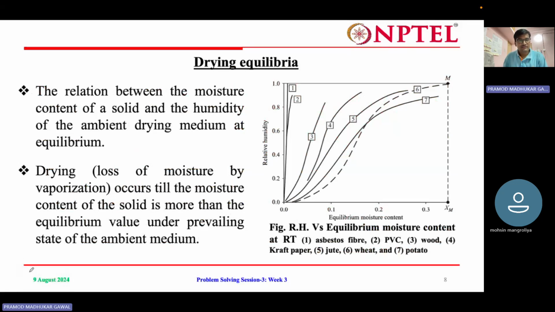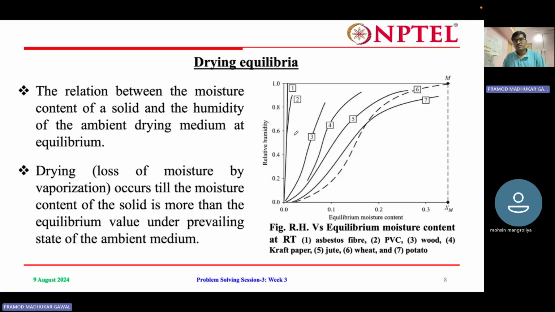Next is drying equilibria. Drying equilibrium is the relation between the moisture content of the solid and the humidity of the ambient drying medium at equilibrium. Drying, the loss of moisture by vaporization, occurs as long as the moisture content of the solid is more than the equilibrium value under the prevailing state of the ambient medium. Here is a graph showing relative humidity versus equilibrium moisture content.